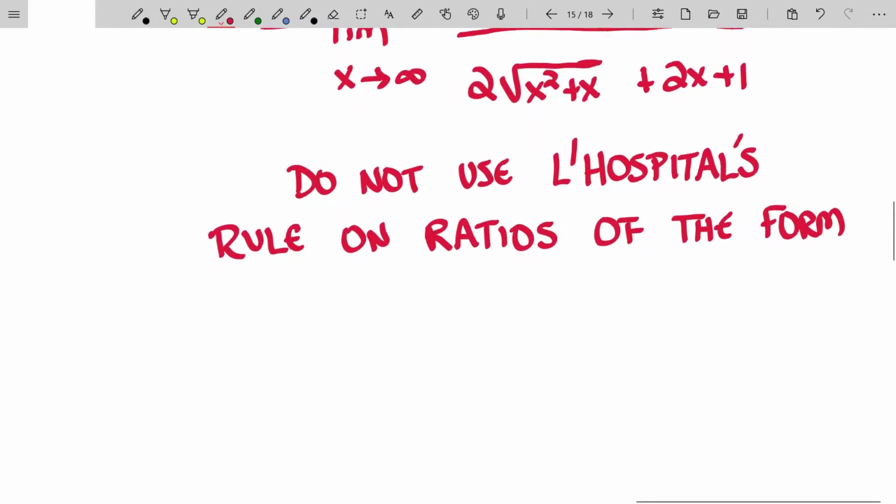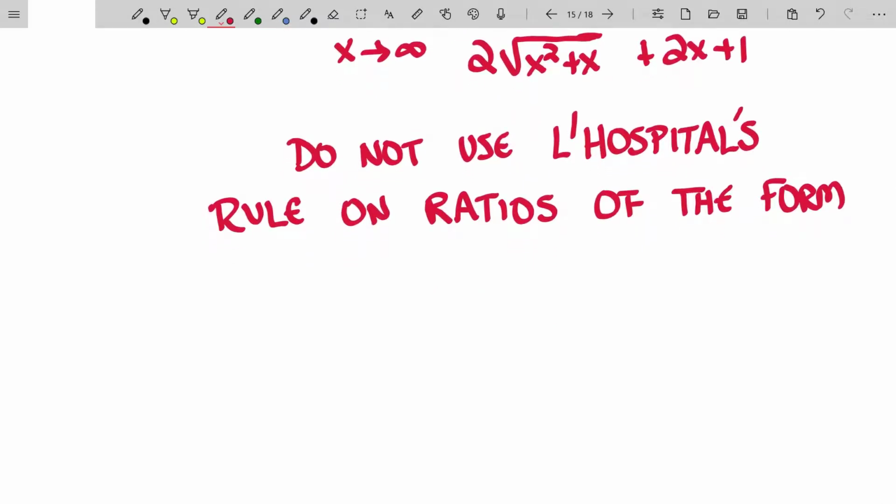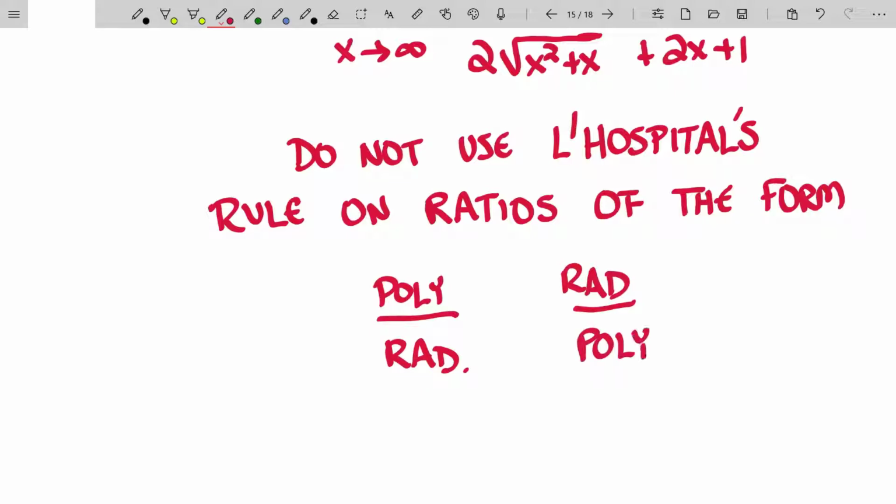And I'll write it this way. Do not use L'Hopital's rule on ratios of the form poly over radical, or radical over polynomial, or radical over radical.